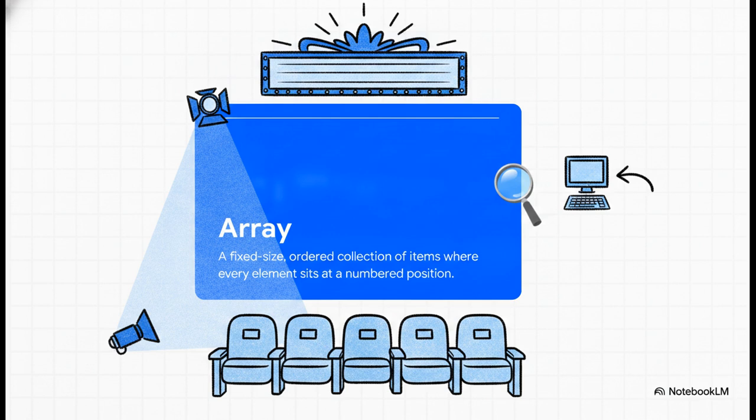Think of it exactly like seats in a movie theater. Because every single seat has a precise label, seat 1, seat 2, and so on, your computer can instantly jump directly to seat 47. It completely skips checking the first 46. Every item lives right next door to the other, so the computer never has to guess where things are.